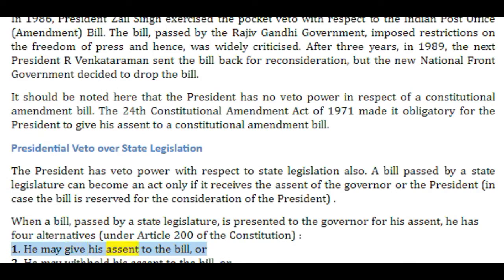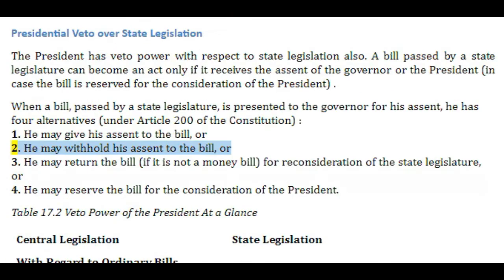1. He may give his assent to the bill, or 2. He may withhold his assent to the bill, or 3. He may return the bill, if it is not a money bill, for reconsideration of the state legislature, or 4. He may reserve the bill for the consideration of the President. Table 17.2: Veto power of the President at a glance.